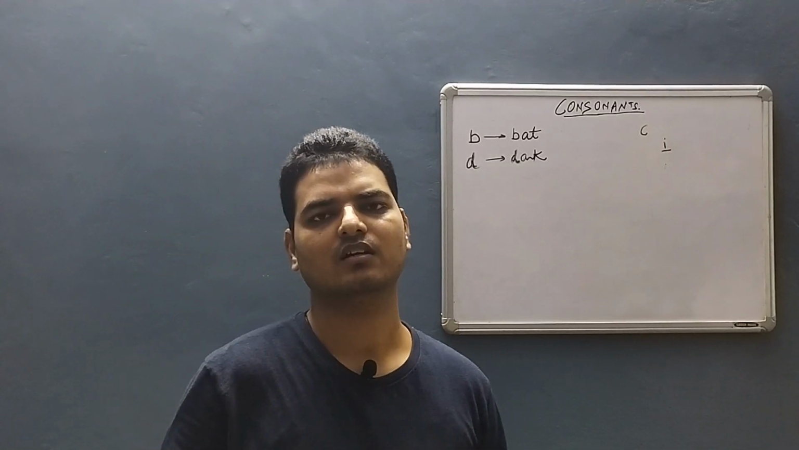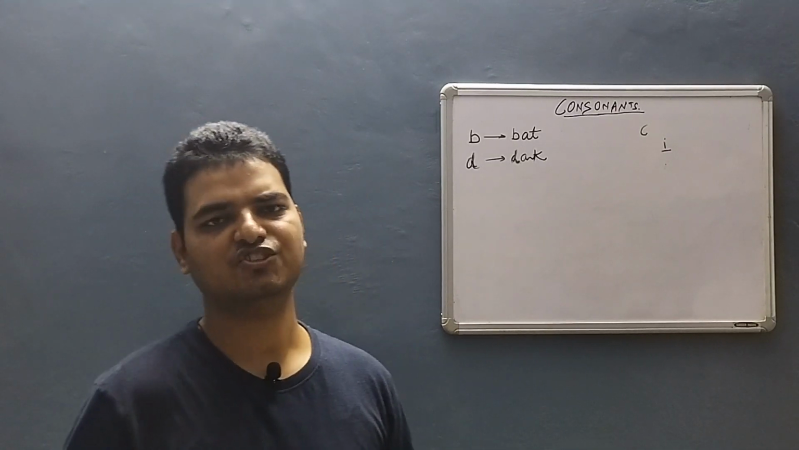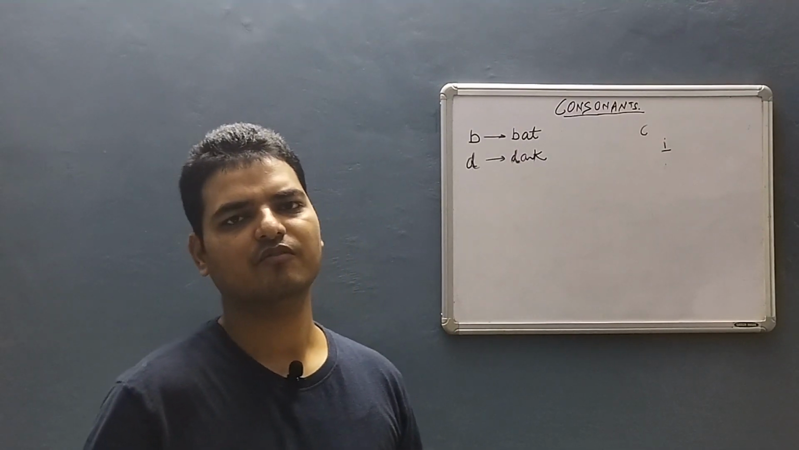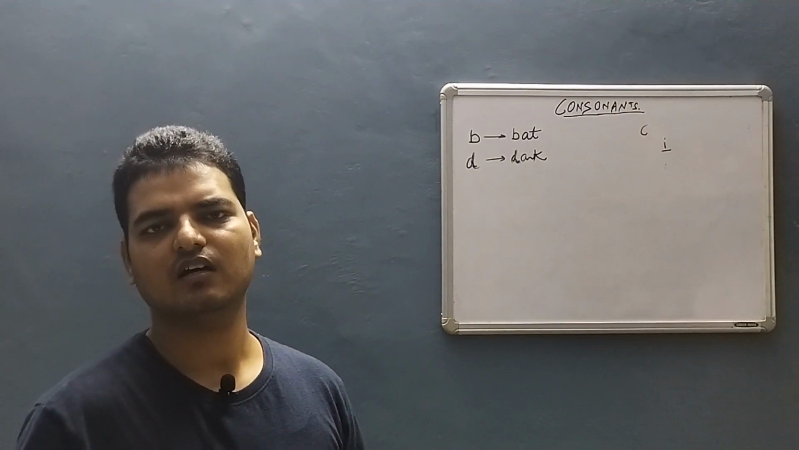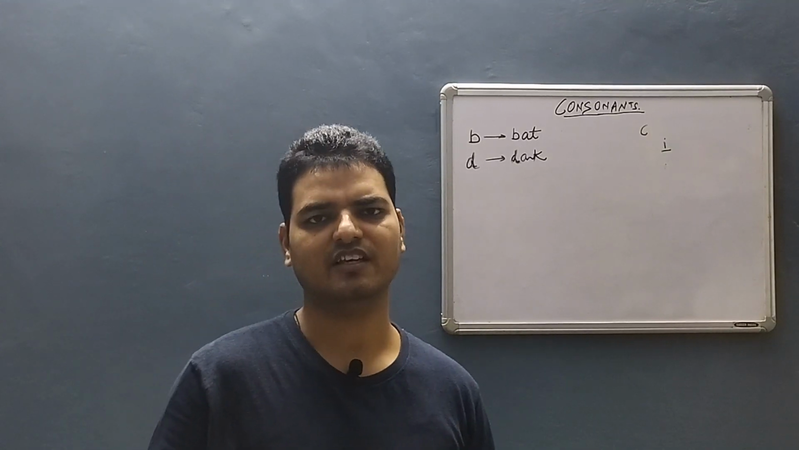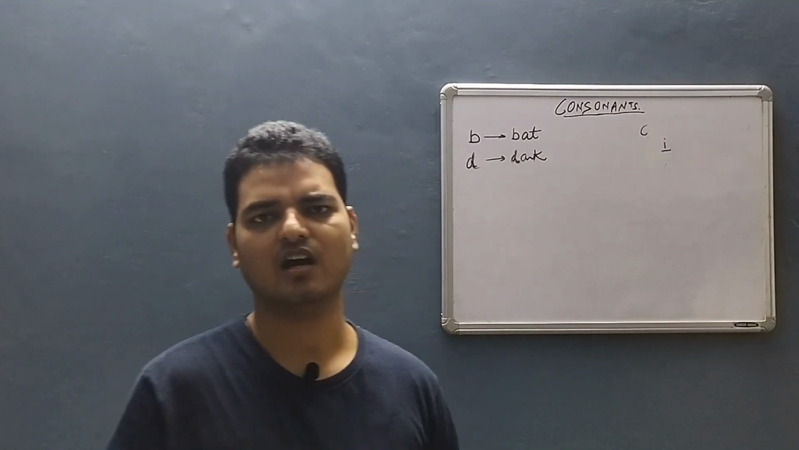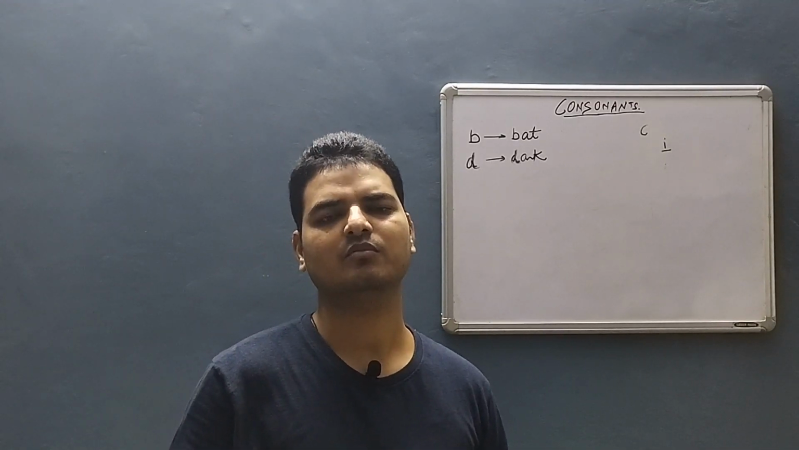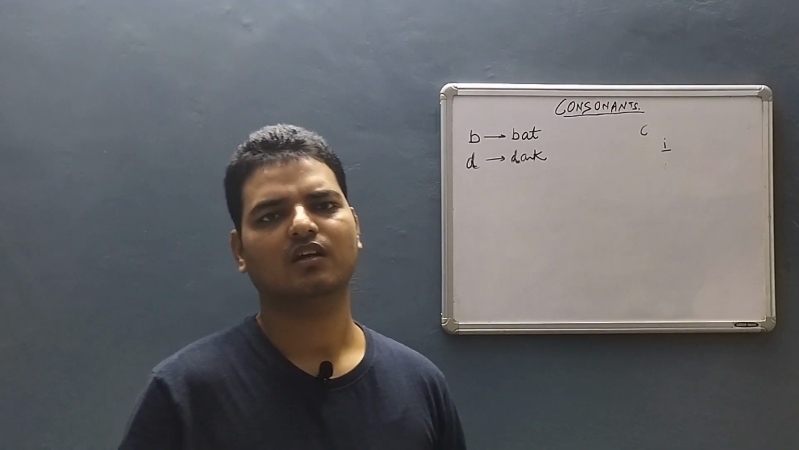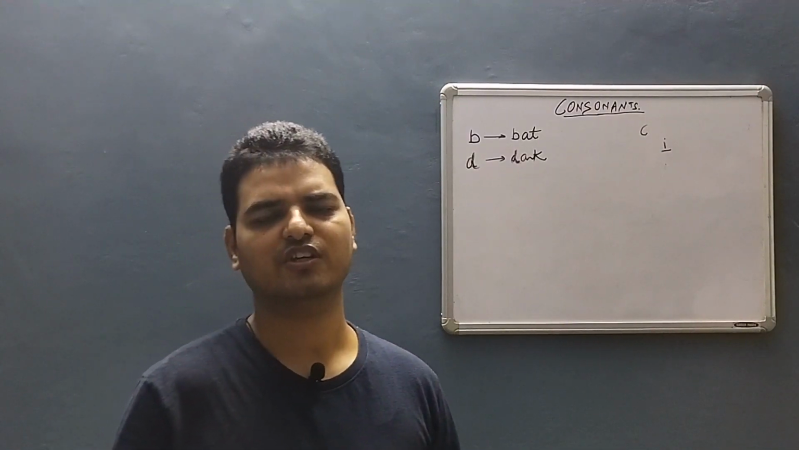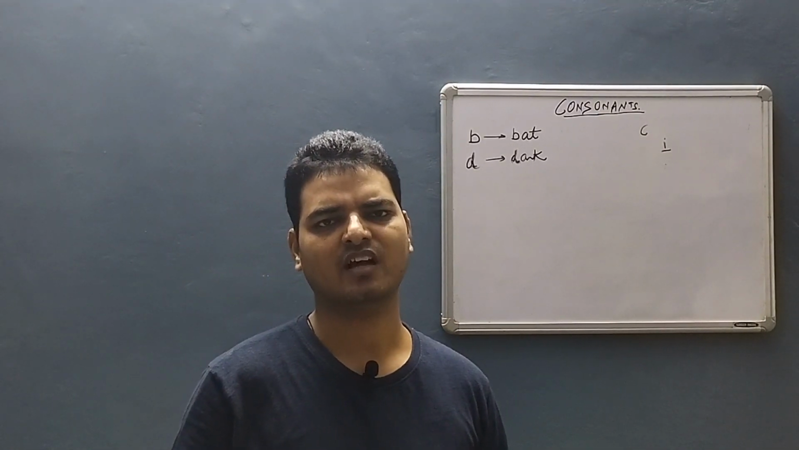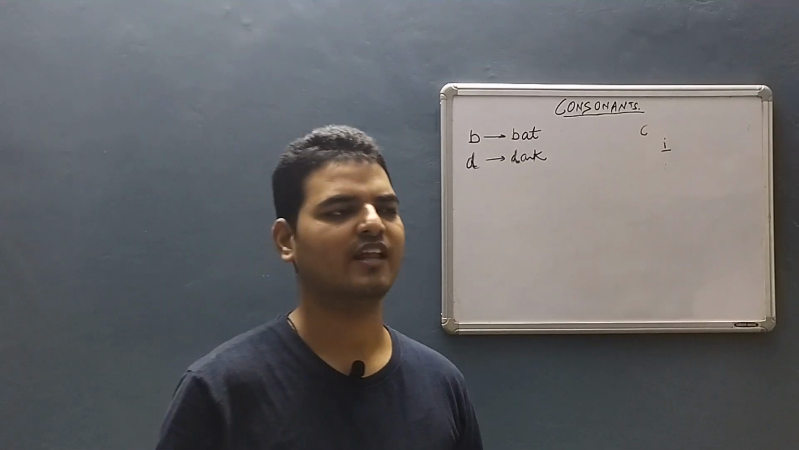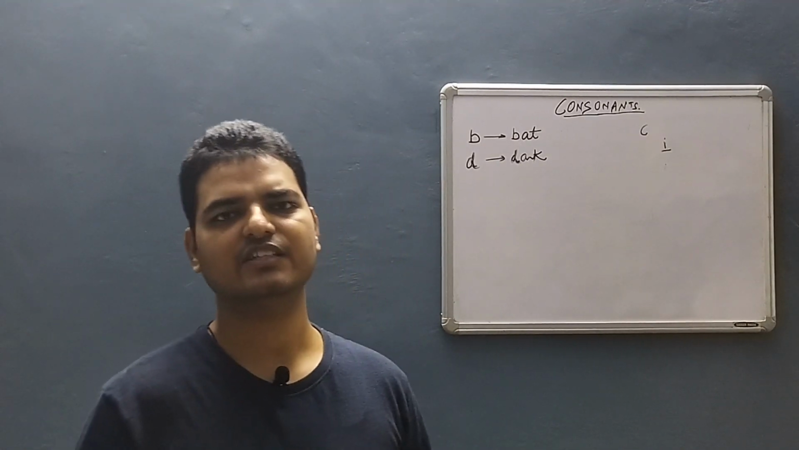D. Now the next letter is E. We don't have any consonant with the E. E itself is a vowel sound in American English. Even in British English, it is a vowel sound. So we cannot learn any consonant from the letter E or the E sound. Let's move to the next sound, that is F.